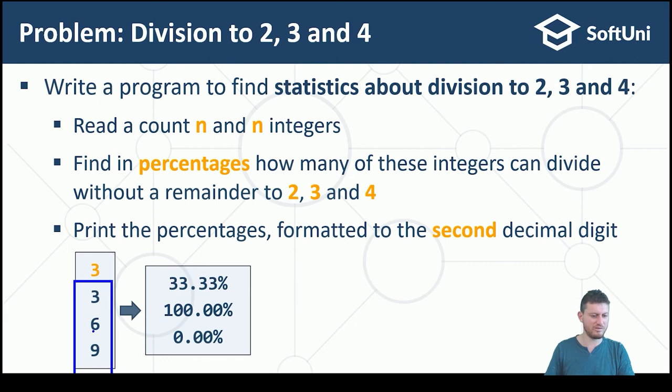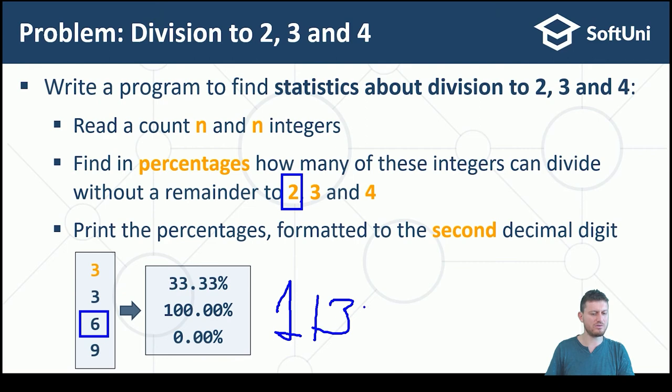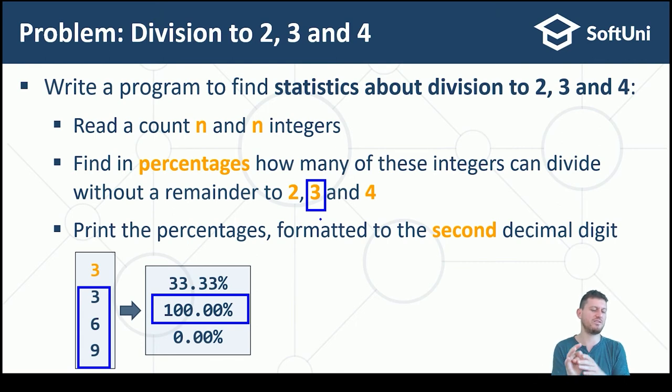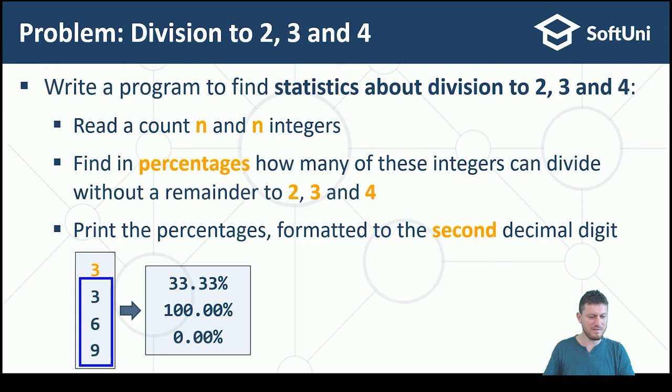We have three numbers. These three numbers are 3, 6, and 9. So how many of them can be divided by 2 without a remainder? Only this one. 1 out of 3, which is 33%, right? How many of these input numbers can be divided by 3? This, this, and this, all of them, 100%, can be divided by 3 without a remainder, because 3 is 1 by 3, 6 is 2 by 3, and 9 is 3 by 3. And again, how many of these input numbers can be divided by 4 without a remainder? None of these numbers can be divided by 4, so the result is 0%.